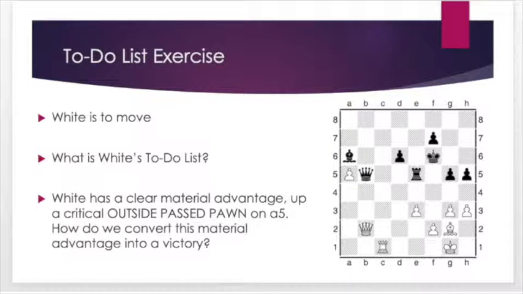So let's take a look at a to-do list. Let's take a look at this example that I have on the board. White's to move, and white needs to create a to-do list. So let's just take a quick look and evaluate the position. If we count the pawns, looks like black's got 4 pawns and white has 5 pawns. Each player has a queen, a rook, and a bishop. So just off of material counts, quantitatively, white is ahead 1 pawn.